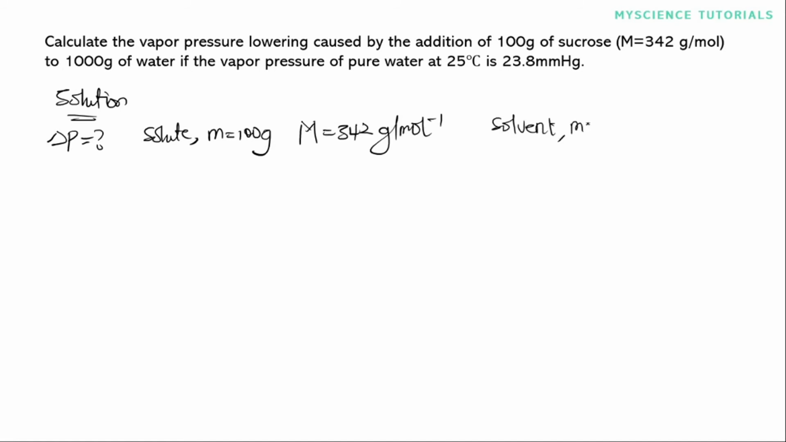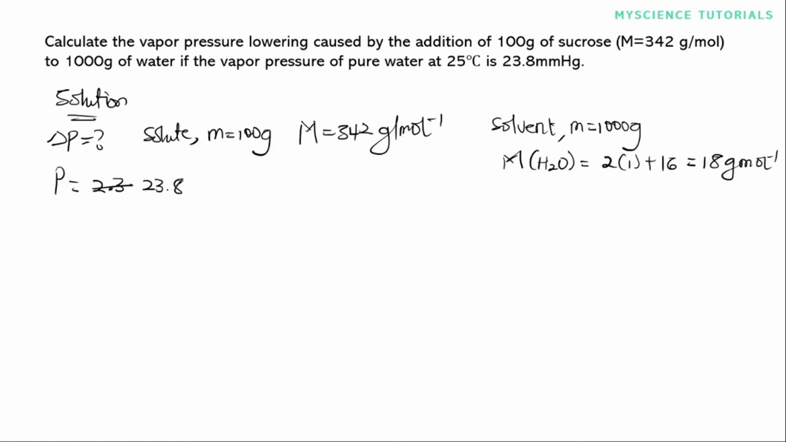that is the mass, 1000 gram, and then the molar mass of water, which is H2O, we know is 2 into bracket hydrogen is 1 and then oxygen is 16. This is 18 gram per mole. Now they are telling us the vapor pressure of the pure water, that is P, is 23.8 millimercury.